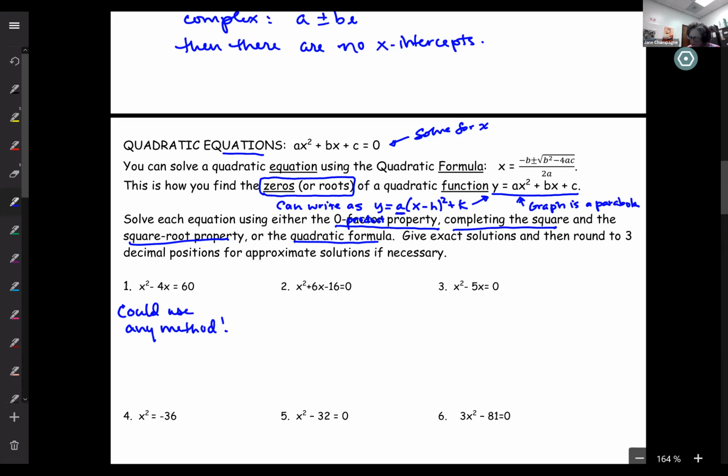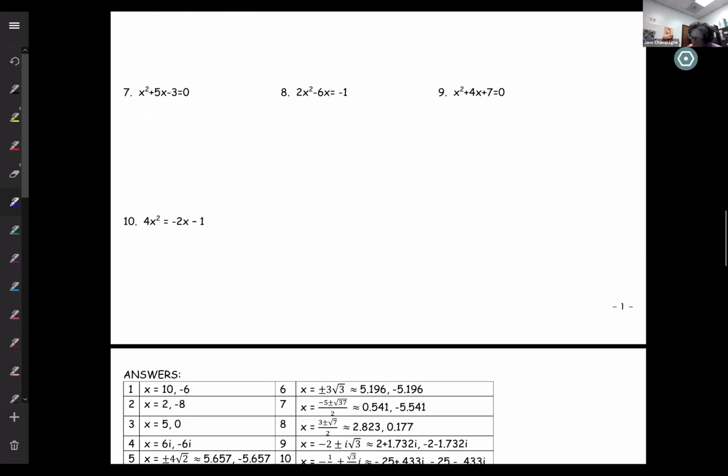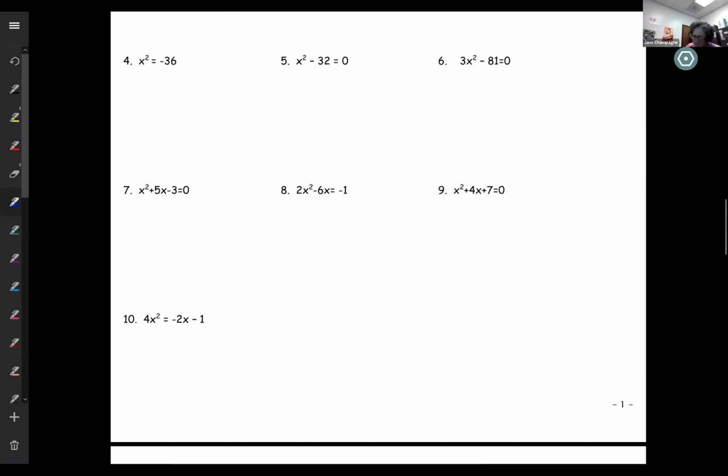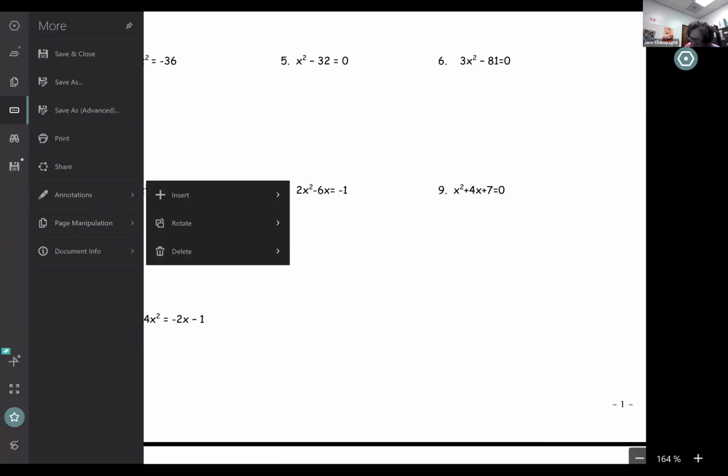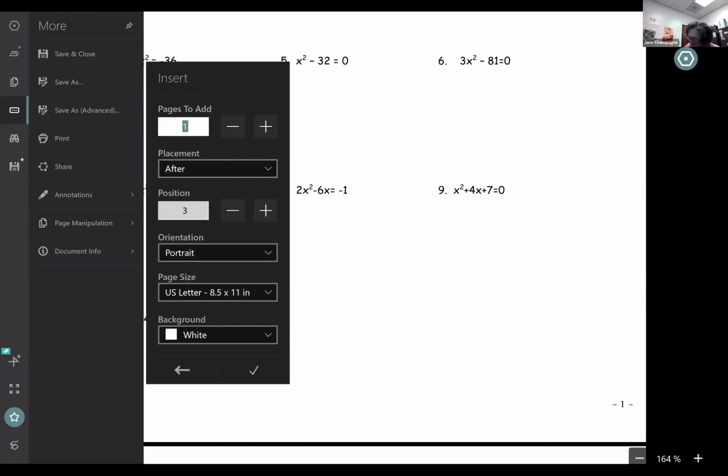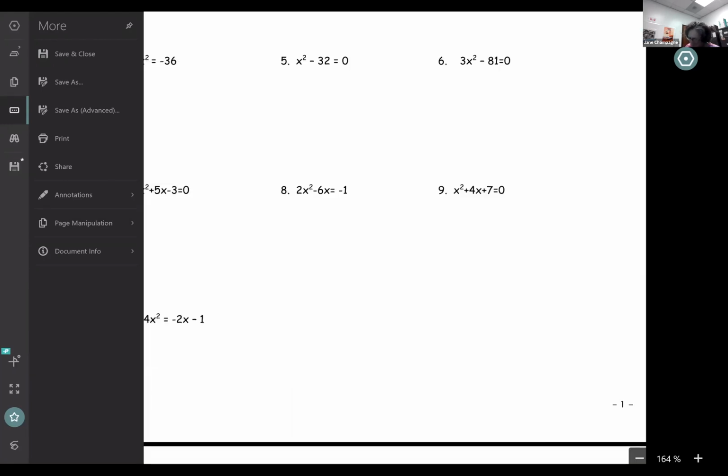And I don't have room right there, so let me go insert another piece of paper. Oh, we got answers. Definitely want to insert a piece of paper before the answers. Insert. After page 3, yes. Okay, number 1.